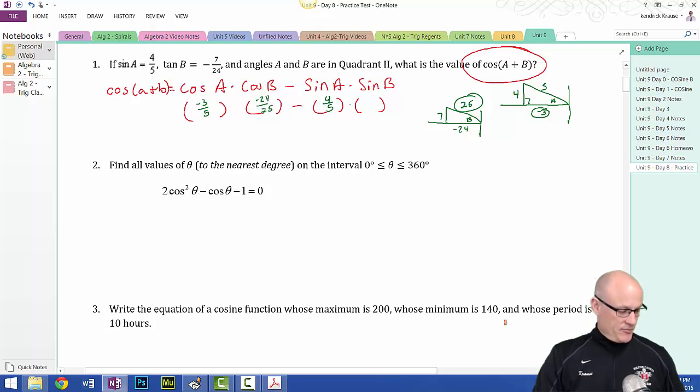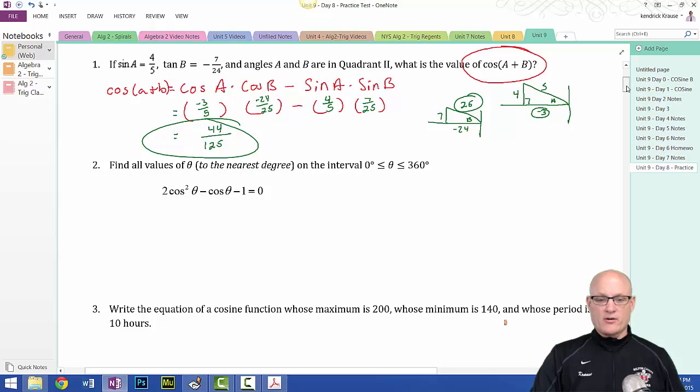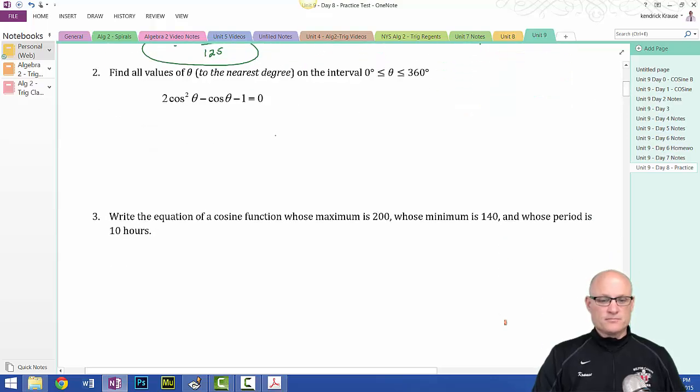The sine of B is 7 over 25. And I typed this all in my calculator, and hopefully my calculator was correct. It told me my final answer is 44 over 125. That's it. We're done. Problem's over with. 1 down, lots more to go. 29 to go.